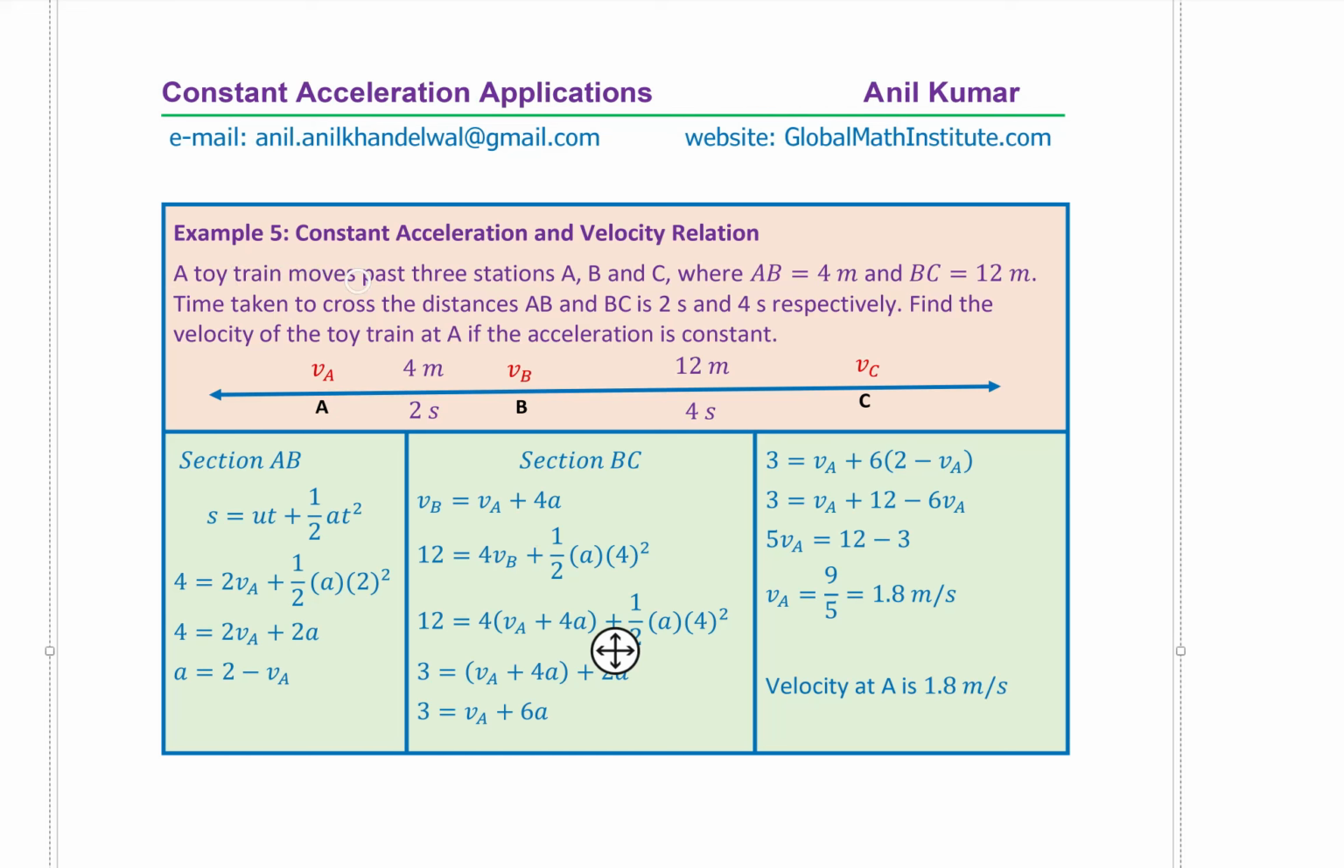a toy train moves past three stations A, B, and C, where AB is 4 meters. So I'm saying the distance between A and B is 4 meters, and BC is 12 meters. The distance between B and C is 12 meters. The time taken to cross the distances AB and BC is 2 seconds and 4 seconds respectively. This I have shown here as 2 seconds as the time from A to B and 4 seconds as the time from B to C. Find the velocity of the toy car at A if the acceleration is constant.